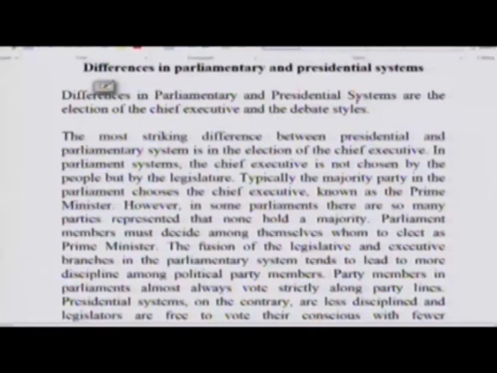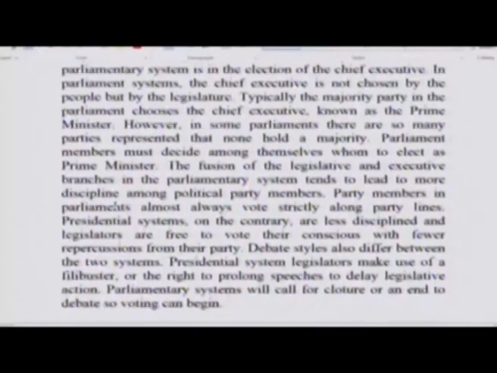Differences in parliamentary and presidential systems are the election of the chief executive and the debate styles. The most striking difference between presidential and parliamentary system is in the election of the chief executive. In parliament systems, the chief executive is not chosen by the people but by the legislature. Typically, the majority party in the parliament chooses the chief executive, known as the prime minister. However, in some parliaments, there are so many parties represented that none hold a majority. Parliament members must decide among themselves whom to elect as prime minister.